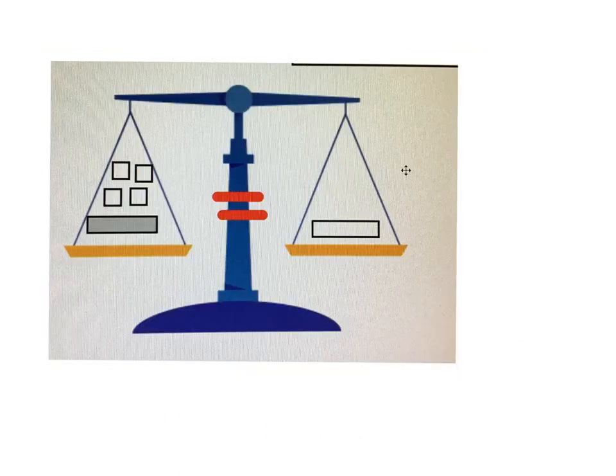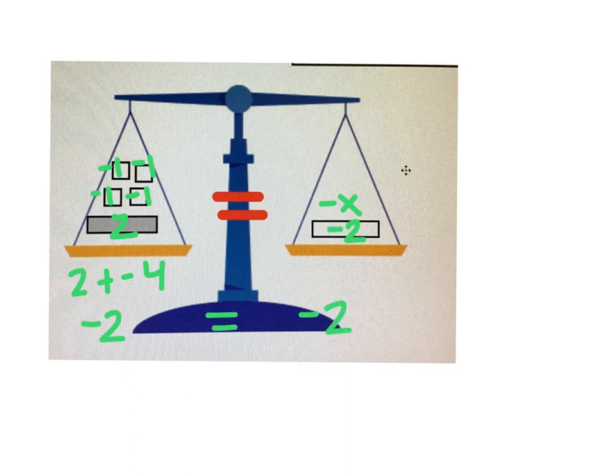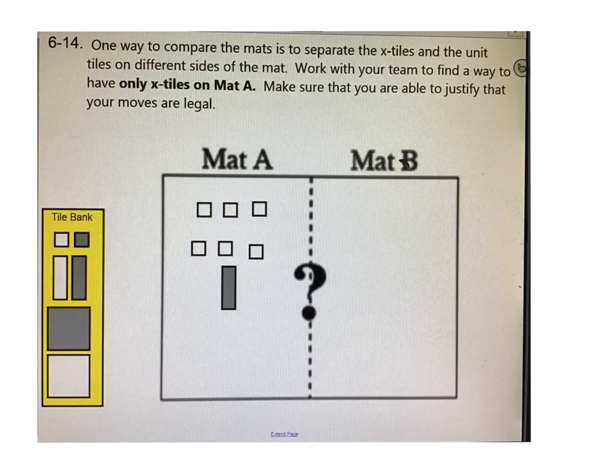Okay, now let's go back to our original problem and see if that works. If we said each x tile is worth 2, okay, so that's a 2. These are all negative 1s. So that would be 2 plus negative 4, which equals negative 2, right? Now this is an x tile, so it's a negative x tile. So if x is 2, that's negative 2. So both of those sides would be equivalent.